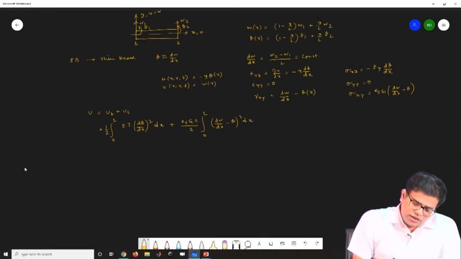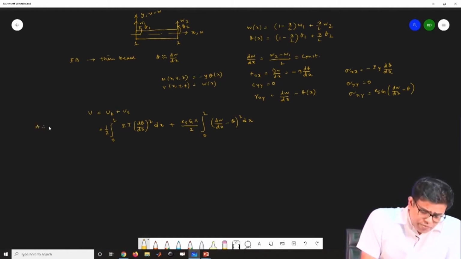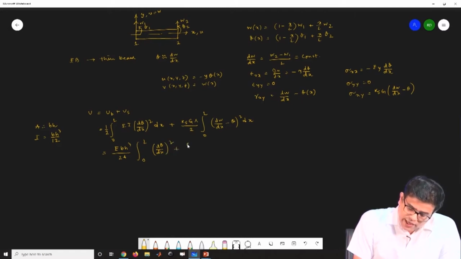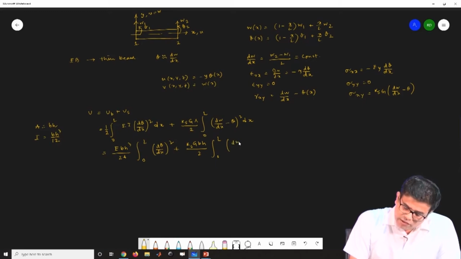Now if I consider the area as B into H, and I as BH cube by 12, then I can easily write this, with the constant, as E B H cube by 24 integral 0 to L (d theta/dx) whole square, plus Ks G B H by 2 integral 0 to L (dw/dx minus theta) whole square dx.